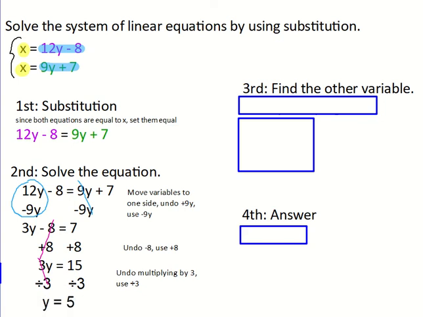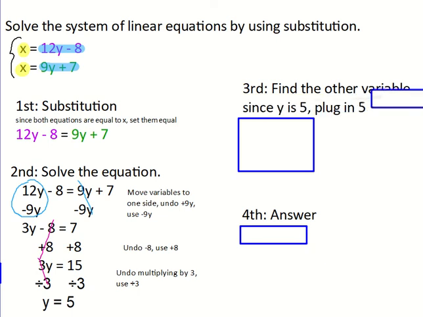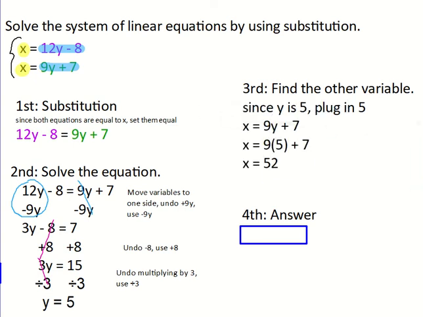At this point, we are ready to find our other variable. Since we know y is 5, you're going to plug in 5 for the y. It doesn't matter if you take the top equation or the bottom equation that we were given in the original system. I'm going to use the bottom because we have positive numbers there. So I wrote my x equals 9y plus 7. I substituted in a 5 for the y because I knew y was 5. So instead of writing that y, I wrote a 5 right there.